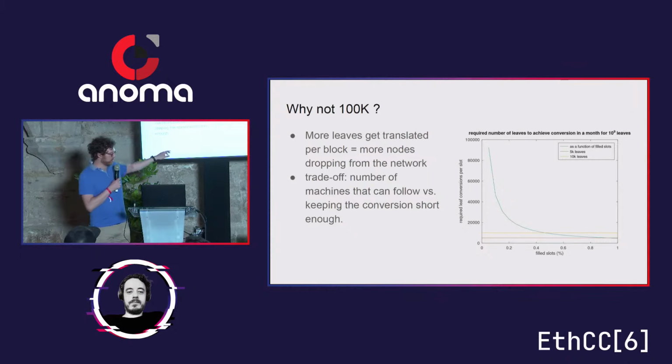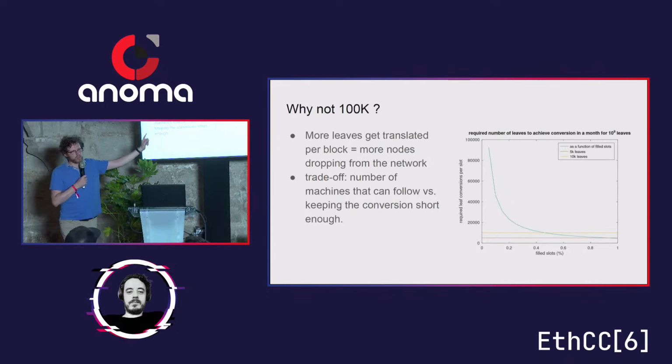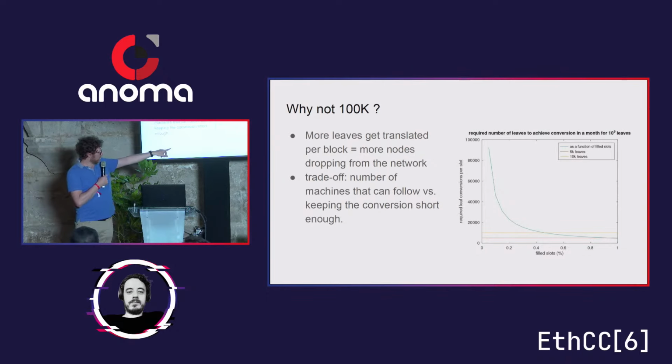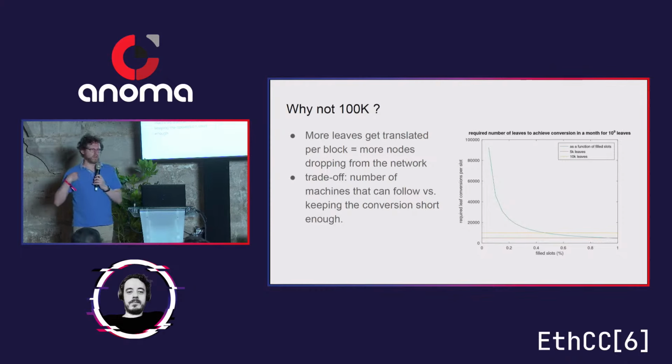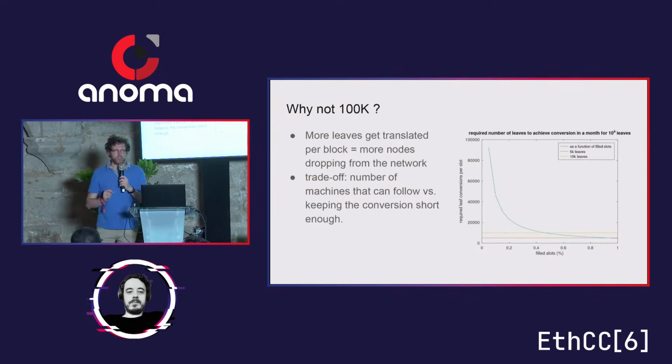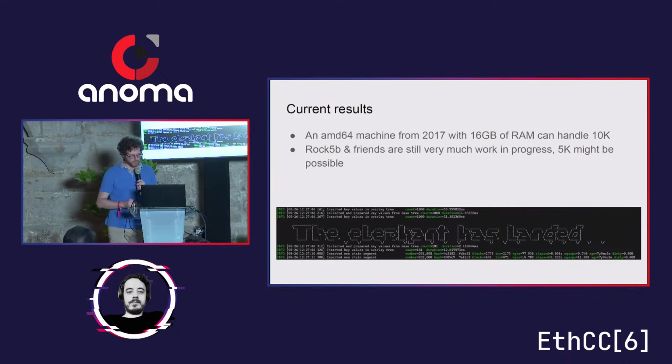So what we see is, for example, the 5K line, which is the red line, will tell you that we can still reach the target if we lose about 5-10% of the nodes. And if we translate 10,000 leaves per block, we can still hit the target with half the network. Of course, this is just how you hit the target. If you start losing half the nodes on the network, it's not going to go well.